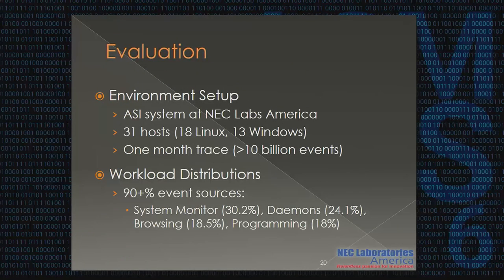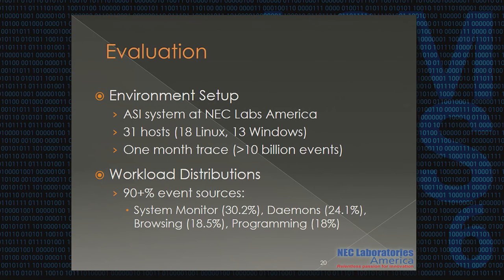Then let's look at how well it works. First, for the environment setup, we leverage the ASI system deployed inside NEC Labs America. We have about 31 hosts, and we collected one month of trace, which is over 10 billion events. Our workload distribution is as follows. Over 90% of the events come from the following four types of workload: system monitoring, daemons, browsing, as well as programming.